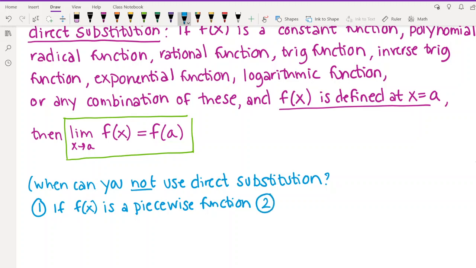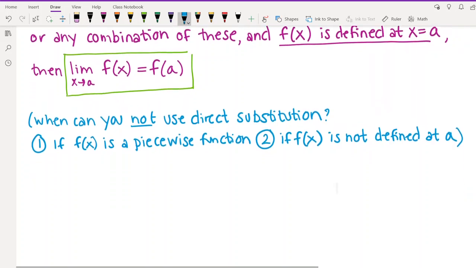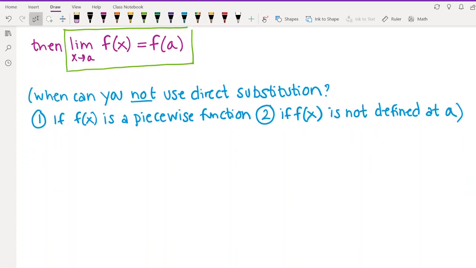And then the other case where you cannot use direct substitution is if your function is not defined at the value where you're trying to take the limit. And so those are the types that we were doing maybe 2 videos ago. So, trying to evaluate a limit and you're like, okay, I can't plug this number in, let me test out numbers instead. Okay, so let's see some examples where you actually can use this rule.